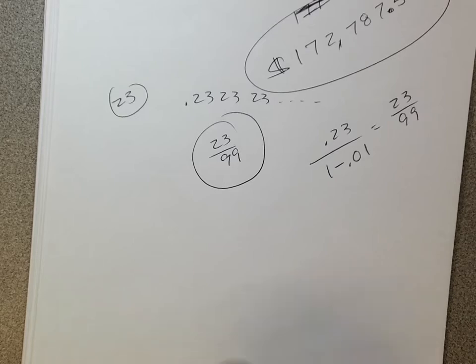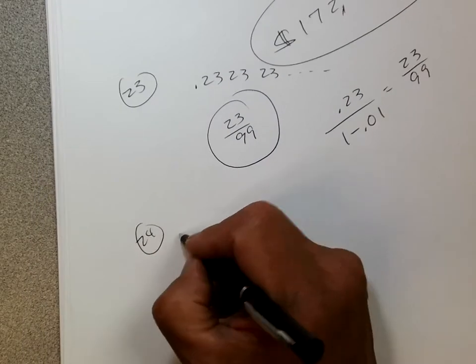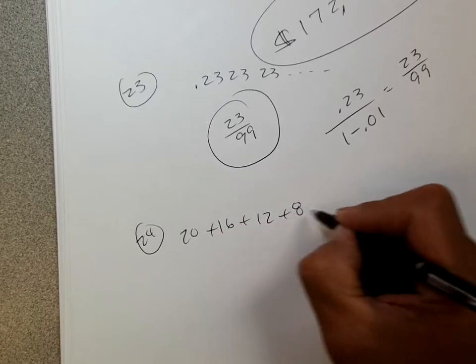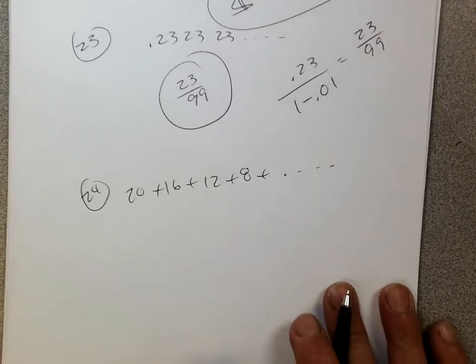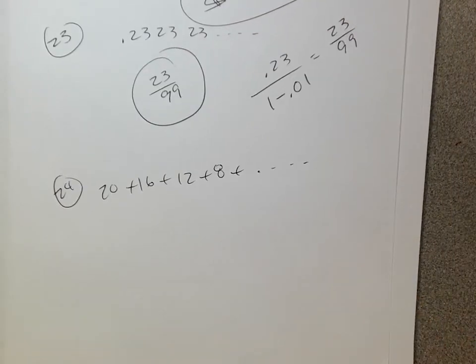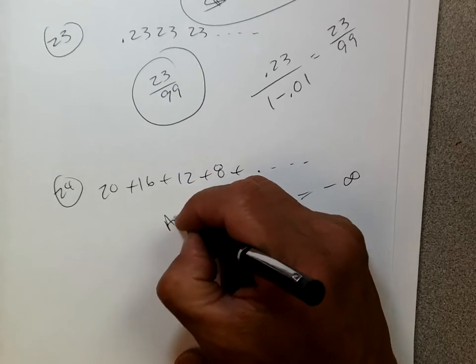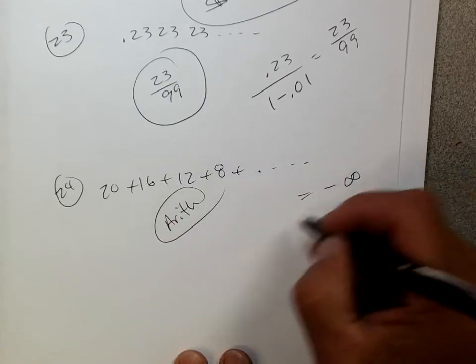Almost done. 24. Okay, 20 plus 16 plus 12 plus 8 plus and so on. Does it converge? It's a trick question. Because it goes down, and it keeps going down, and then it becomes negative, and even more negative. It's diverged. It goes to negative infinity. It's a trick question because it's arithmetic. It's not geometric. So it is divergent.